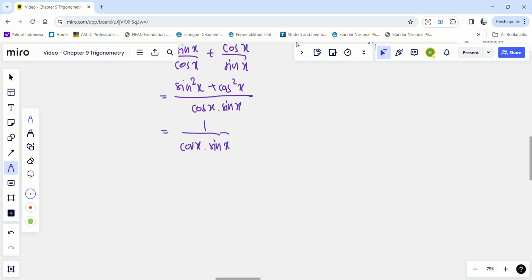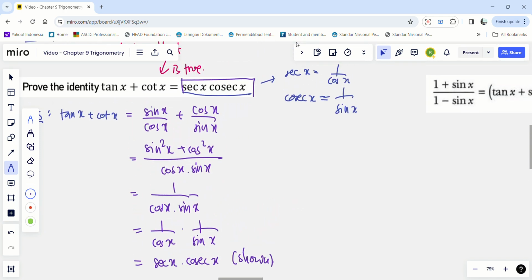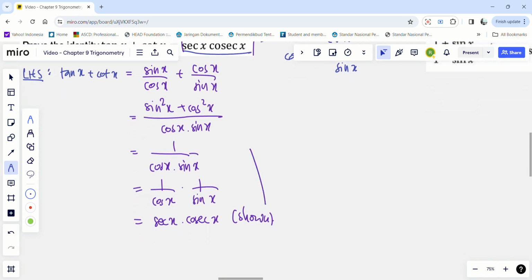But as the goal is secant and cosecant, I need to separate it again, like this. Then by the definition for each one, I'll have secant x and cosecant x. So it's shown. Okay, so you can definitely start from the right hand side and then do it backward, if you start from the right hand side.